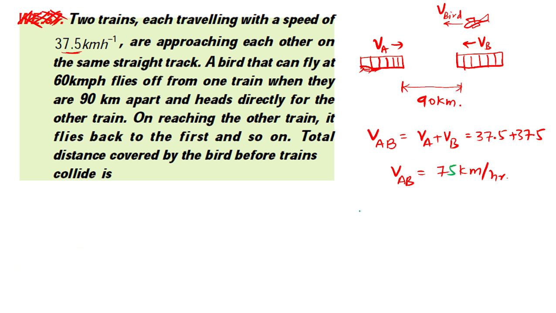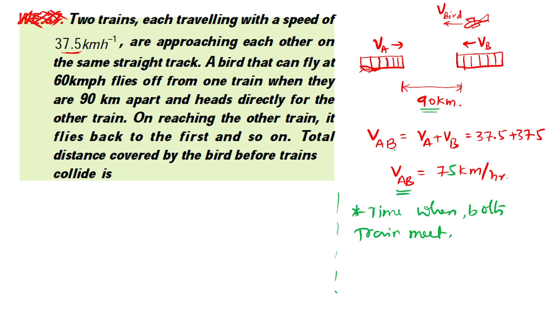75 kilometers per hour. Now somewhere the bird is also traveling, but I know the relative velocity and the distance. Can I find the time when they meet? Yes or no? That is also one of the questions. So the time when both trains meet, when will they meet, buddy, can you just tell me?